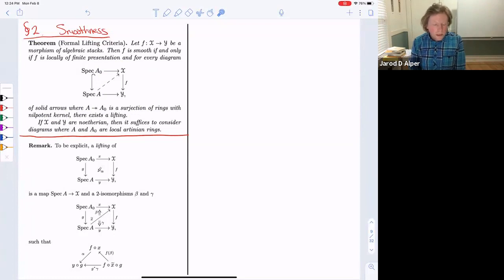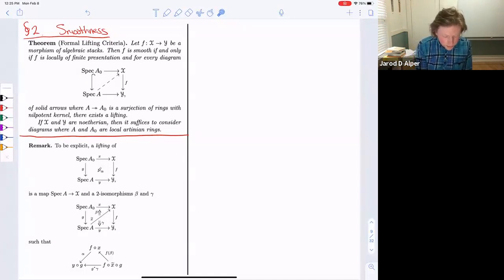One reason why this is so nice is because it's like a functorial criterion for smoothness. And anytime you have a functorial criterion for morphisms in the context of moduli problems, that means you can just check it, because it translates to something about families of curves. But because we're working with stacks, it's important to be precise here. Every time we have a commutative diagram, there are two arrows, and so saying what a lifting means is indeed subtle. So I tried to spell it out in this remark.